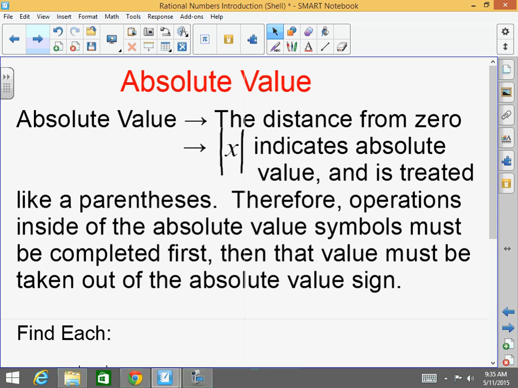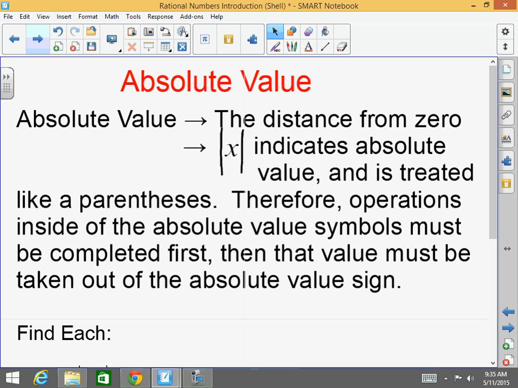Remember PEMDAS. Please excuse my dear Aunt Sally. Those are the order of operations. So whatever's inside of absolute value must be calculated first. Then that value must be taken out of the absolute value sign. But absolute value, remember, is the distance from 0. That's why absolute values are never negative. Because how can you have a negative distance? You can't. It's impossible.